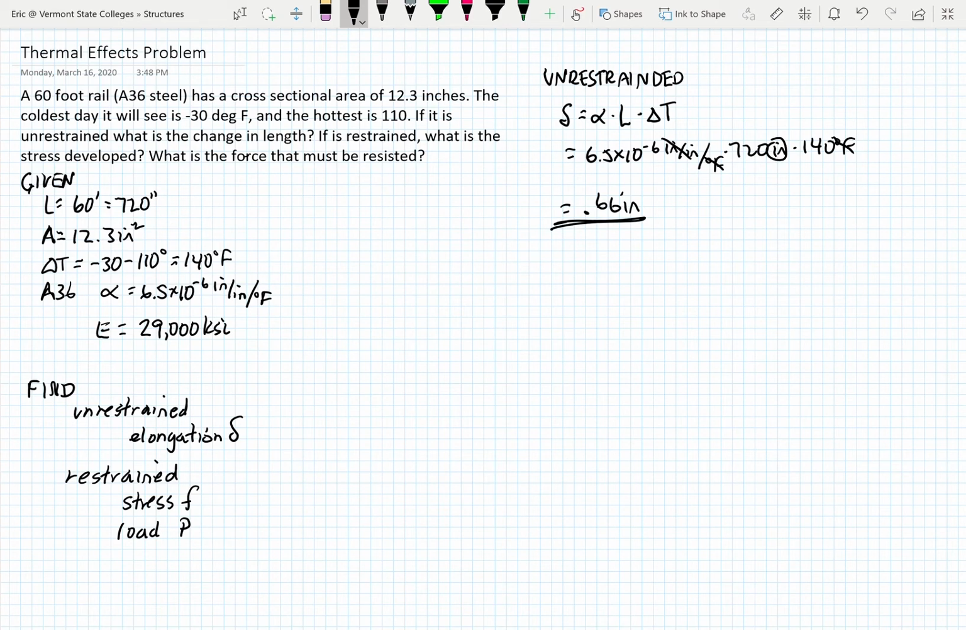Let's check for reasonableness. We have a 60-foot rail. The temperature changes an awful lot. Is it going to move 5/8 of an inch? Yeah, probably move 5/8 of an inch. Sounds reasonable.